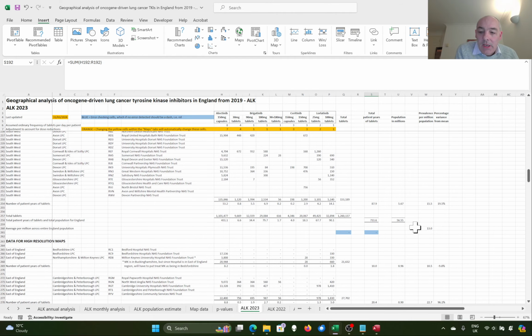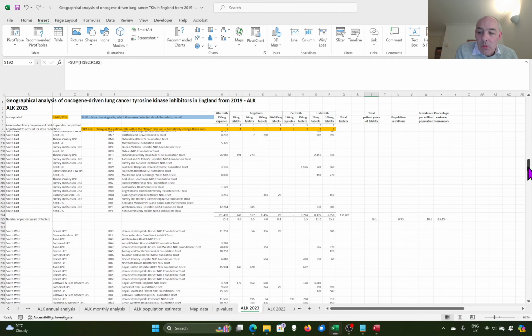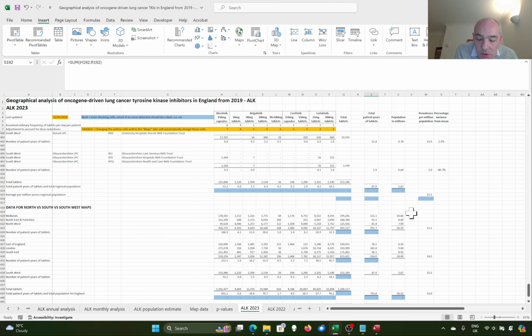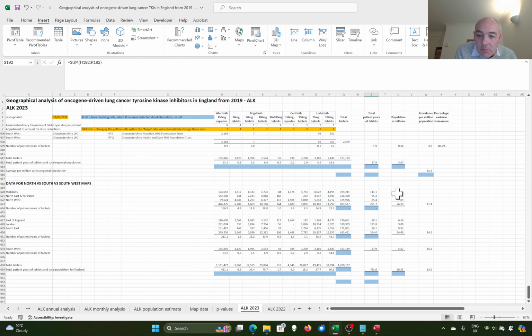So I've calculated the prevalence at the very bottom here, the prevalence in the two regions. Here's the population size. The north has 26.39 million population, and the broad southeast has 24.49. So the prevalence numbers here: there's 11.1 per million in the north and 14.5 in the broad southeast. Southwest is just out on its own for the moment.